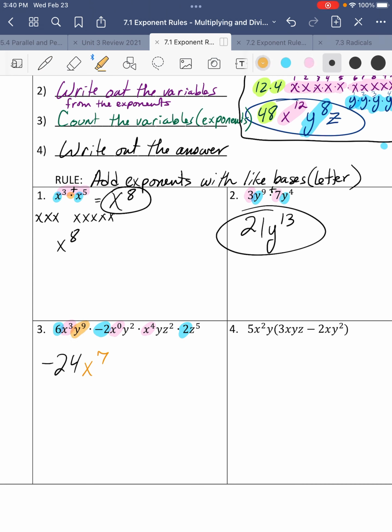Then we have y to the 9th, y to the 2nd, y. And you think, well, what is that y really to? It's y to the first power. When there's not an exponent there, it's always to the first power. So we have 9 plus 2 plus 1 with the y's, so that is 12. So that's going to be y to the 12th.